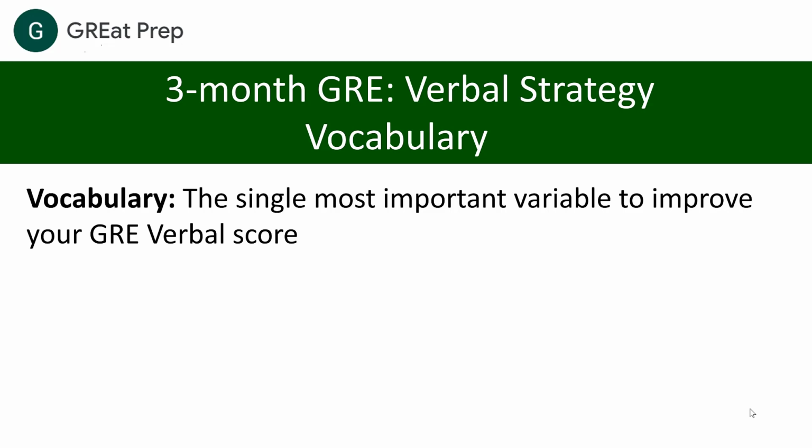The vocabulary is the single most important variable to improve your GRE verbal score. As you go through the official ETS material that I covered in the first video, you will realize that the material is lacking in one thing, that is strategy. The official material gives you a good sense of the content and the quality of the material that you expect to see in the real GRE exam.